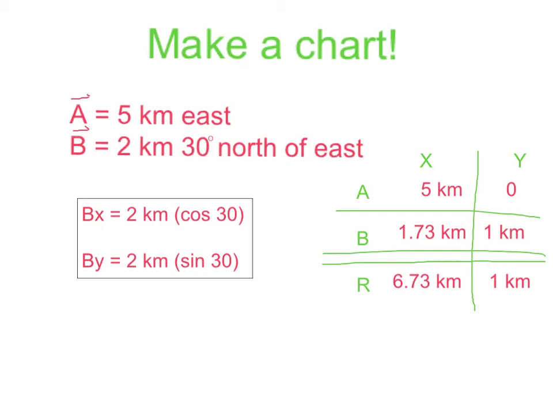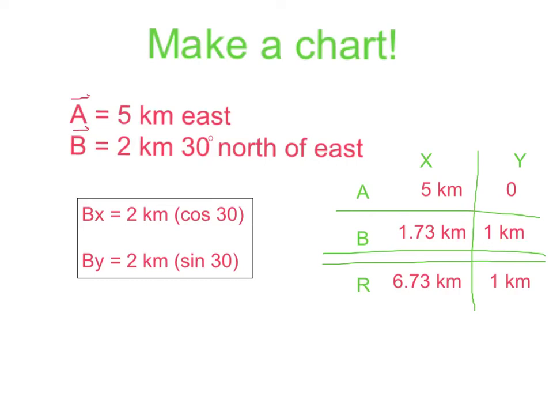Now that we have our vector components, we want to put them in a chart. So here you'll see a chart that has a column of x's and a column of y's. So we put all of our x components in the x column, all of our y components in the y column, and then we add straight down.